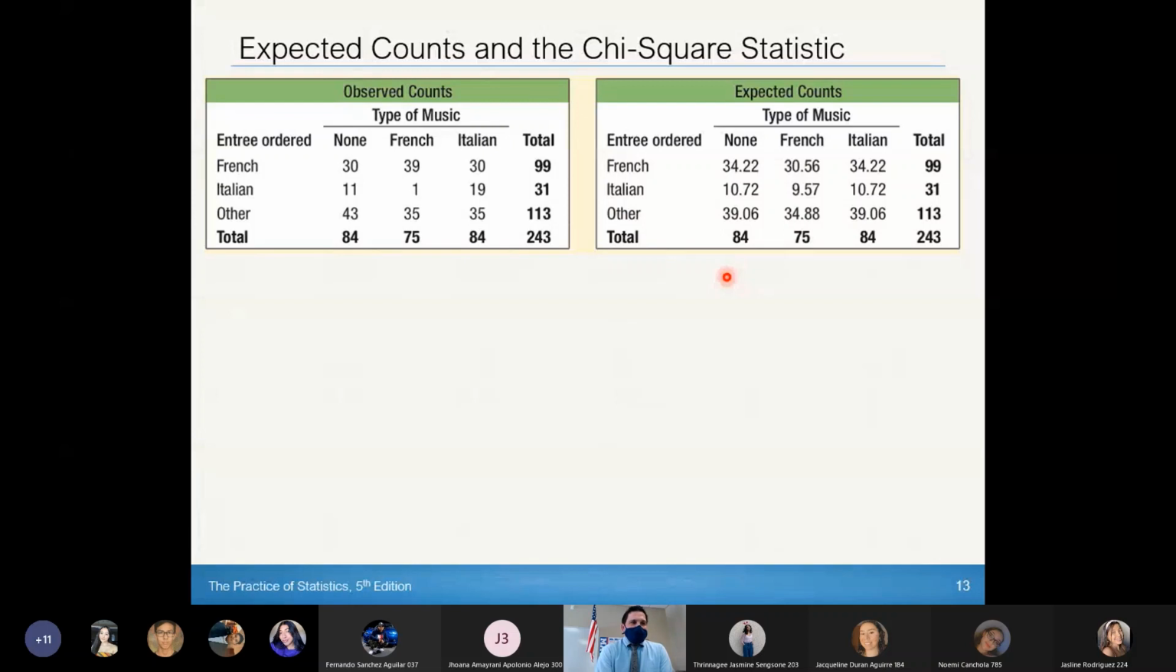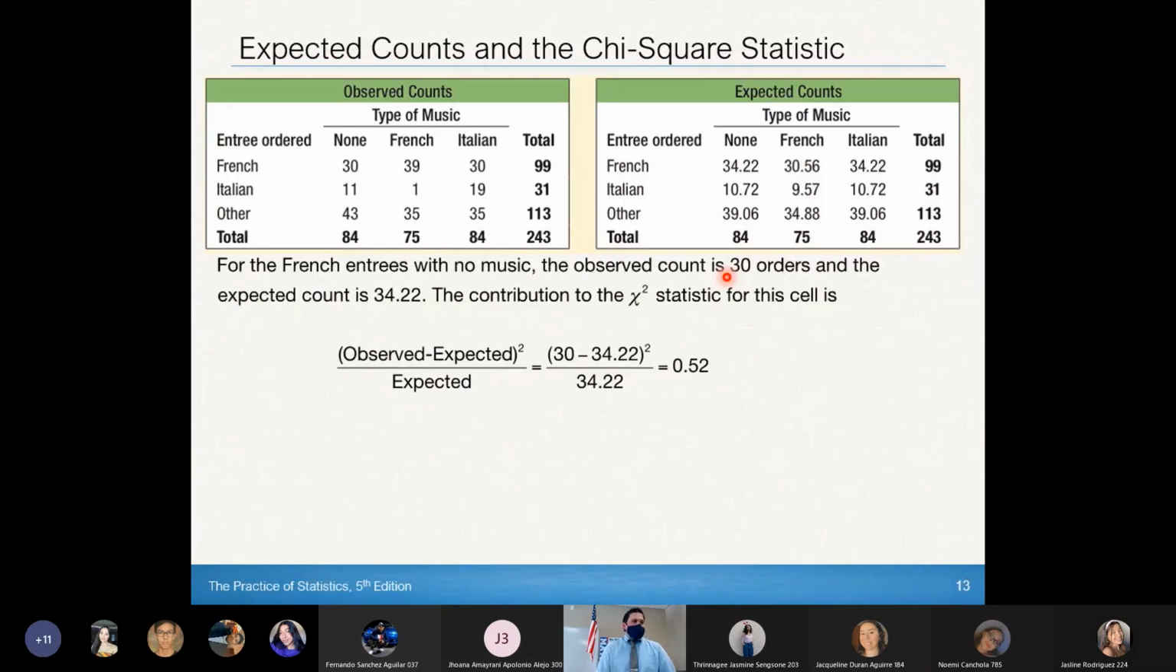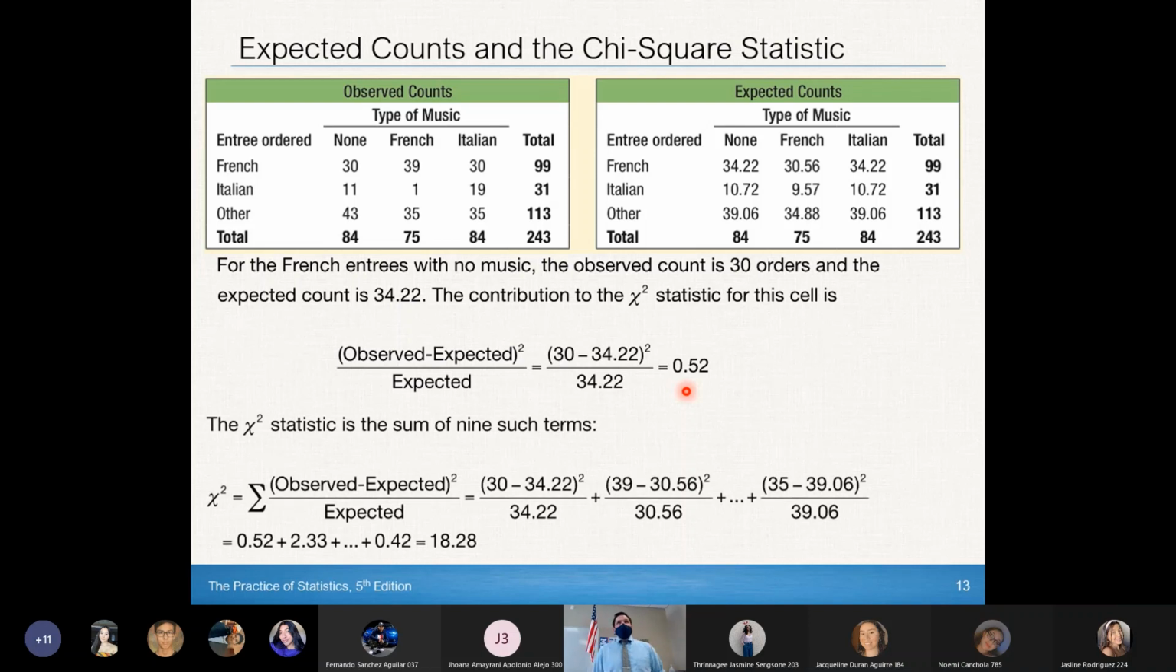And we got our tables again right here. For the French entrees with no music, the observed count is 30 orders and the expected count is 34.22. The contribution to the chi-square statistic for this cell is 30 minus 34.22 squared divided by 34.22, and we get 0.52. The chi-squared statistic is the sum of 9 such terms. Notice it is not showing all 9 parts. Just kind of summing it up here.